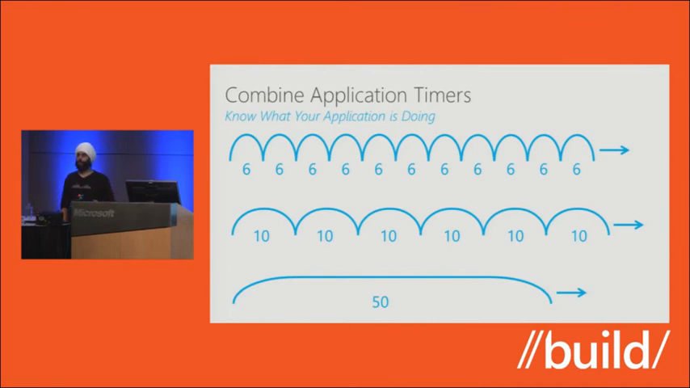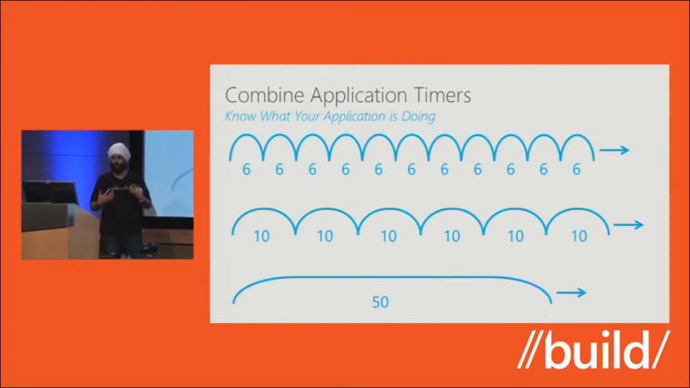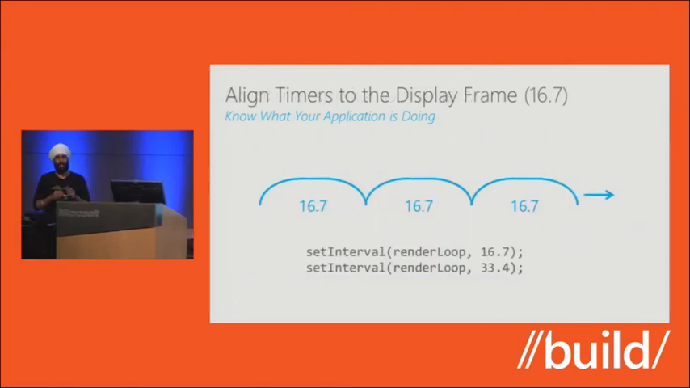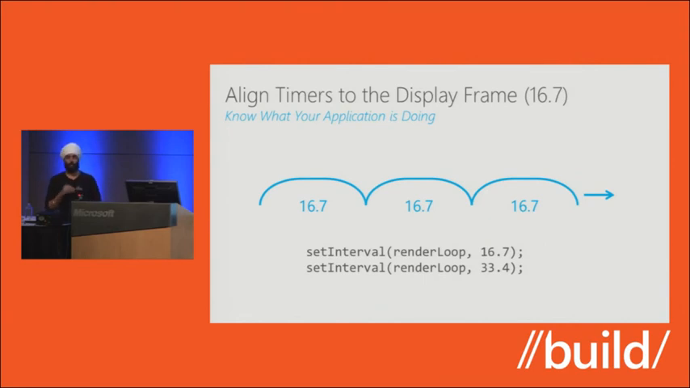And also combine your application timers. In this example, you can see I have a 6 millisecond timer and a 10 millisecond timer. Why don't I create one timer that manages both, some sort of scheduler? Align your timers that are doing graphics work with your paint beat of the display. So most of us have monitors that refresh at 60 hertz. And that means they're refreshing 60 frames per second, which is about 16.7 milliseconds. If you run a setTimeout that is updating your thing at 10 milliseconds, that means you're updating at 100 frames per second. That means every third frame is not even being painted. So don't be wasteful. Keep that in mind.